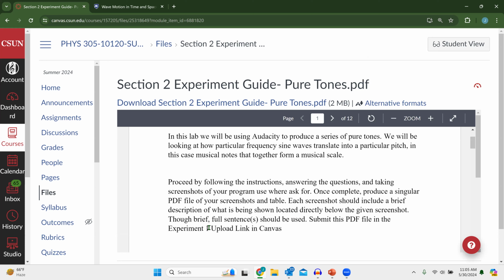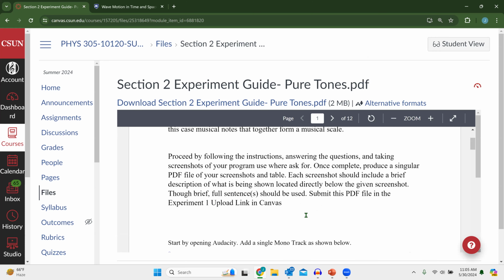It says experiment 1. I changed things. This should say section 2 experiment. But you upload it at the section 2 experiment upload link in Canvas.